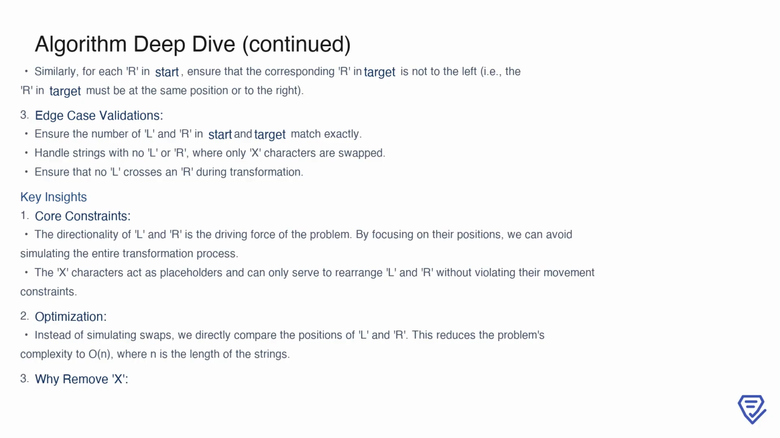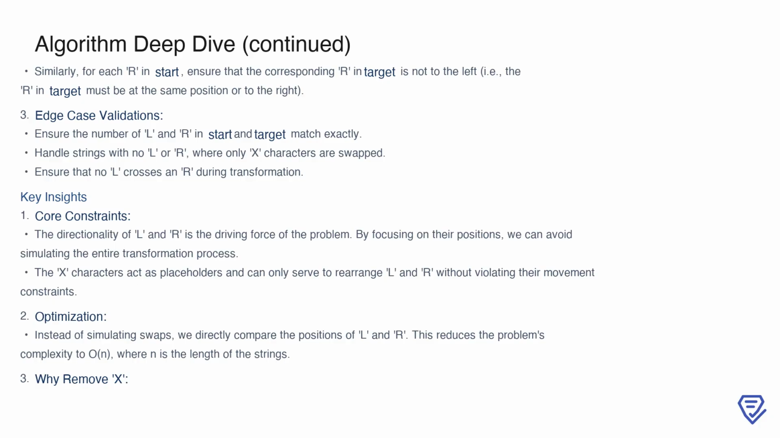We then handle edge cases to ensure robustness. For instance, the number of L and R must match exactly between the two strings. If one string has more of either character, the transformation is impossible. Additionally, we account for cases where the strings contain only X characters. In this scenario, any arrangement is valid as no movement constraints apply. We also confirm that no L crosses an R during the transformation, as this would violate the movement rules.